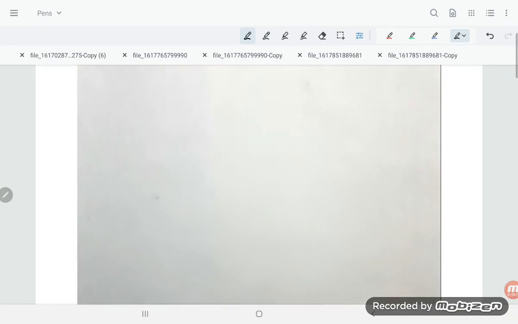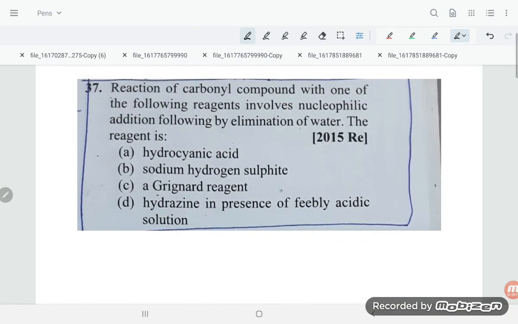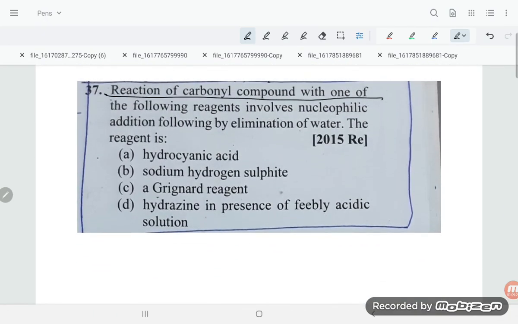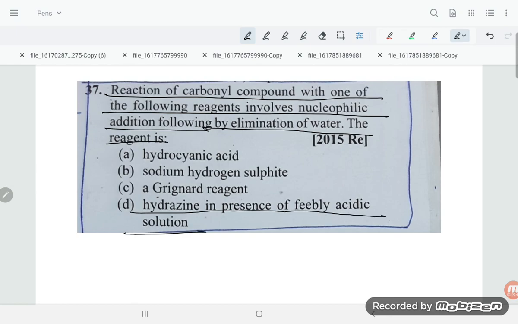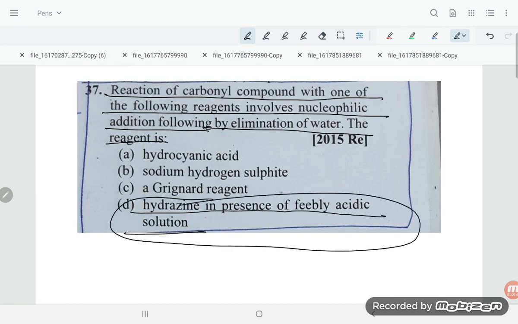Let us move to the 37th one. Reaction of a carbonyl compound with one of the following reagents involves nucleophilic addition followed by elimination of water. Which one will give the nucleophilic addition? Hydrazine in the presence of a feebly acidic medium, that is nucleophilic addition, student. That is what we are saying, the Wolff-Kishner reduction.